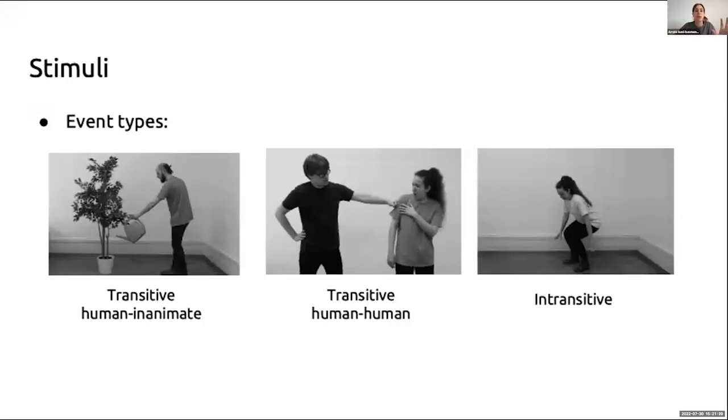So we used two-participant events where the agent was human and the patient was inanimate, for example, a man watering a plant. Then we also had two-participant events where both agents and patients were human. And we finally also included one-participant events that would be described with intransitive sentences. And we included these intransitive ones as fillers. So the ones that we were interested in were really interactions where there was an agent acting on a patient.